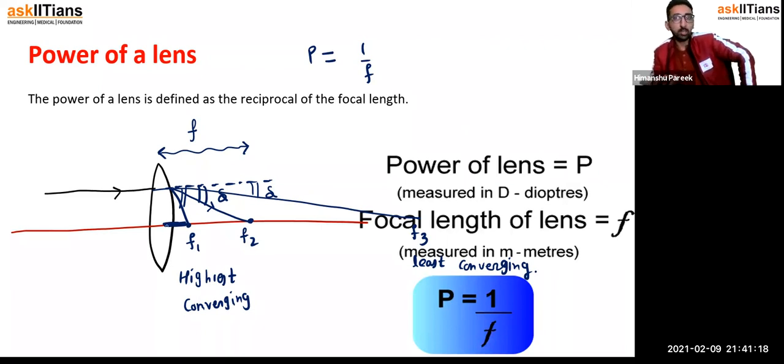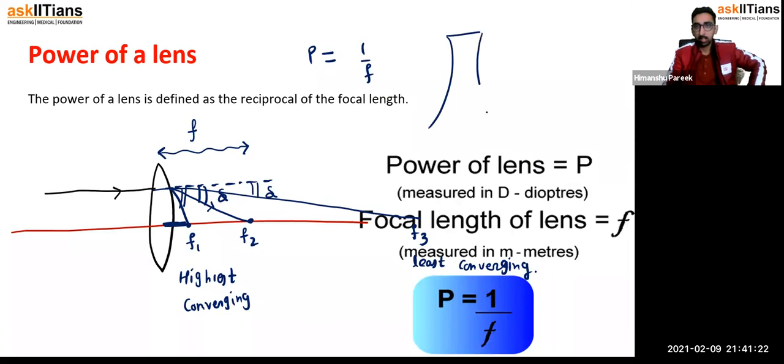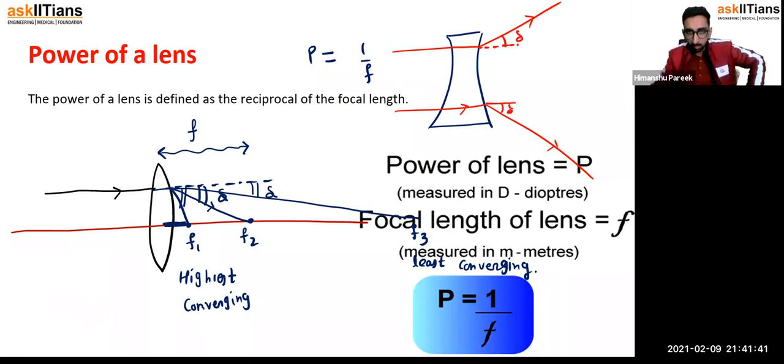Or if I talk about the diverging lens, then in that case it would talk about the divergence power. So let's say that's a concave lens, and here we can see first of all that light rays are coming straight, and now they would diverge like this. So this is called the angle of deviation. So now how much divergence it is producing, like how much by degree, how much by angle it is producing the divergence, that is basically the power.